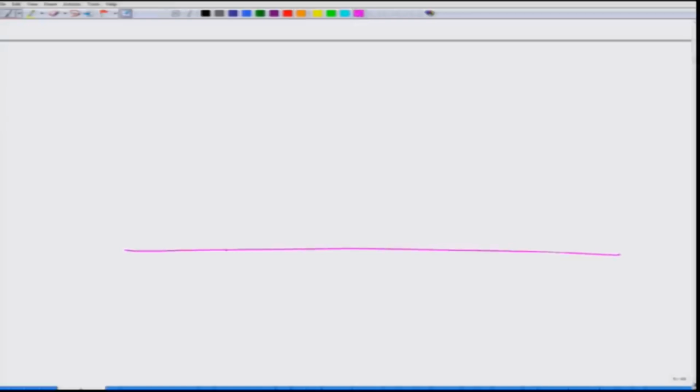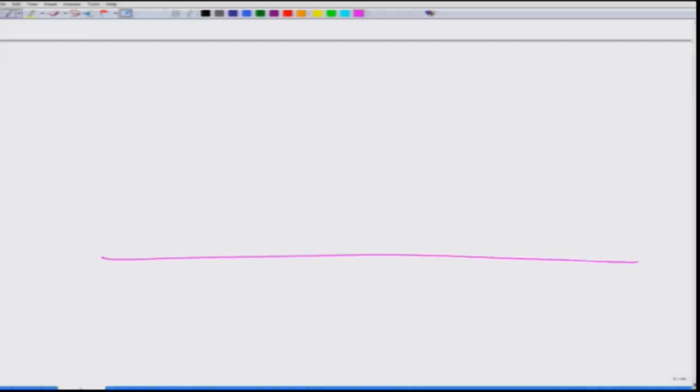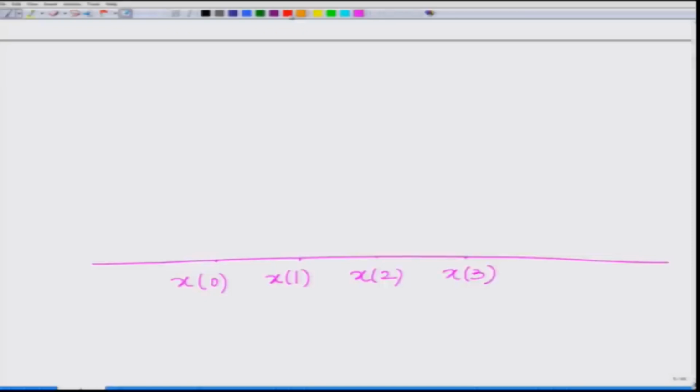So, let us have here, what I am going to draw is the time axis with x0, x1, x2, x3. Let me draw it clearly. Let us say this is your x0, this is your x1, this is your x2, and this is your x3.